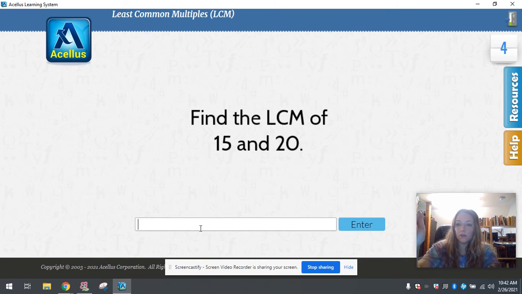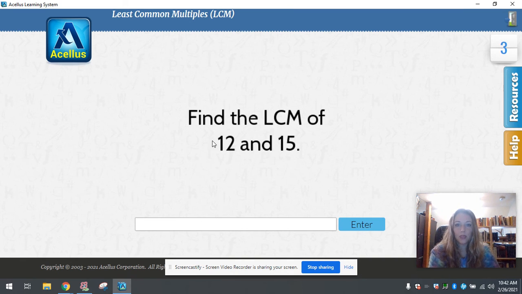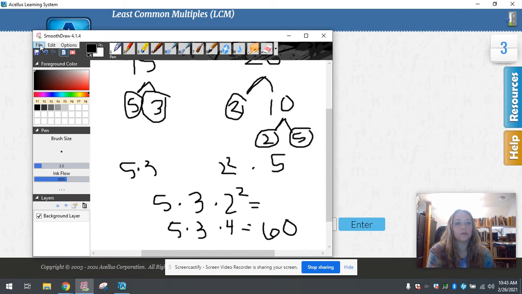15 goes into 60 4 times. 20 goes into 60 3 times: 20, 40, 60, 3 times. Okay, least common multiple of 12 and 15.